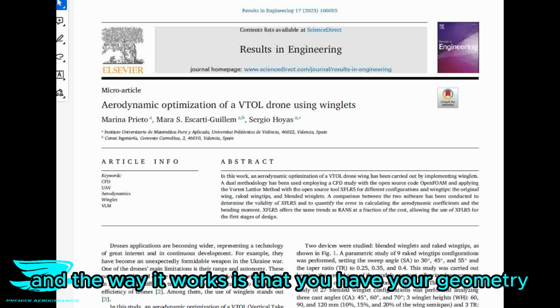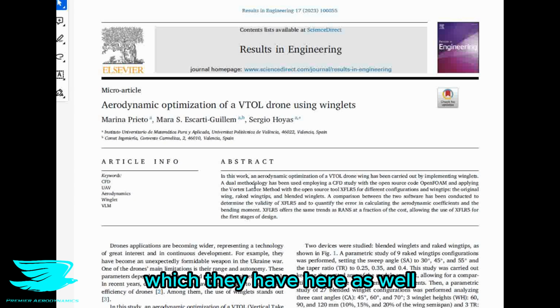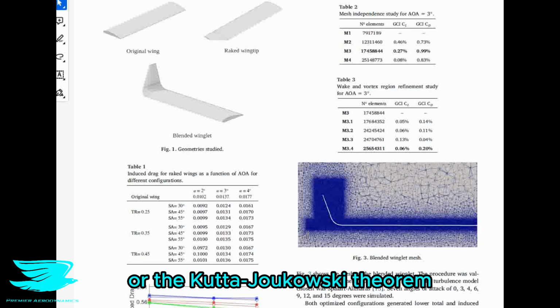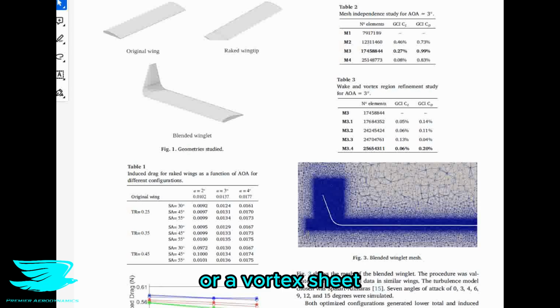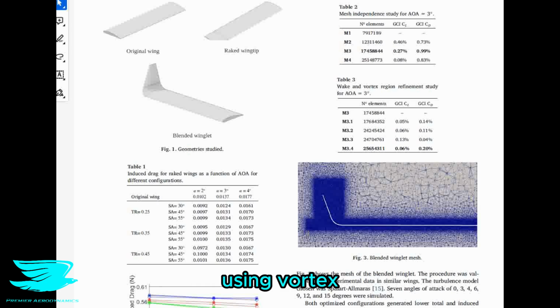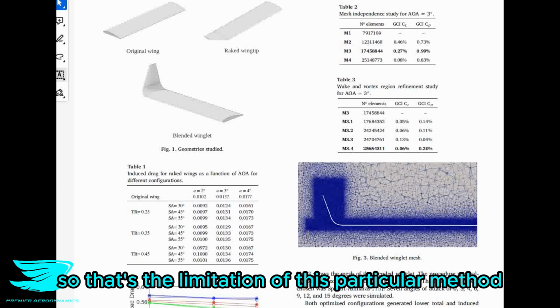And the way it works is that you have your geometry, let's say a wing, which they have here as well. And then you model this wing as a sheet of vortices. If you don't know about vortices, or the Kutta-Joukowski theorem, for example, or a vortex sheet, check out a YouTube video on our channel called Aero Fundamentals number 14, using vortex theory to calculate the lift of an airfoil. That will give you a good idea about what these things are. But by knowing the circulation and vortex distribution along this geometry, this wing for example, you can calculate the lift and the induced drag. But you cannot calculate any other viscous parts, such as I mentioned, the boundary layer, skin friction drag, pressure drag, etc. So that's the limitation of this particular method.